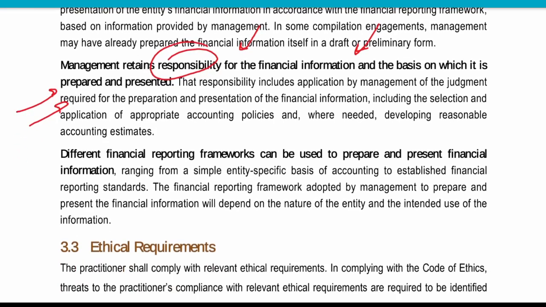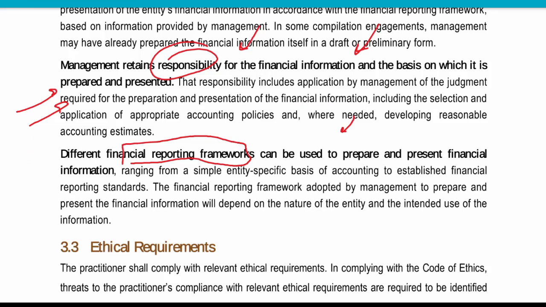And a different financial reporting framework can be used. It may be possible that the management, for their internal use, uses certain other financial reporting framework. Even when Ind AS is not applicable to various entities, they still prepare their financial statements as per Ind AS. Why have they done this? Maybe they have to comply with that, or maybe they have to consolidate their accounts with their holding company, right? So in that case, it might be possible that they use another financial reporting framework.